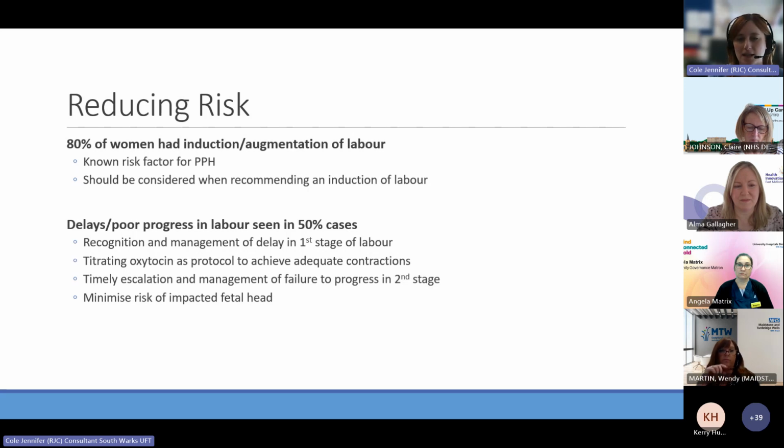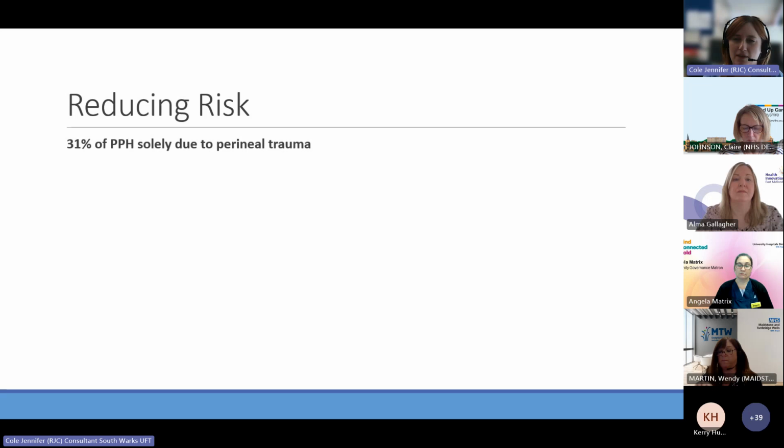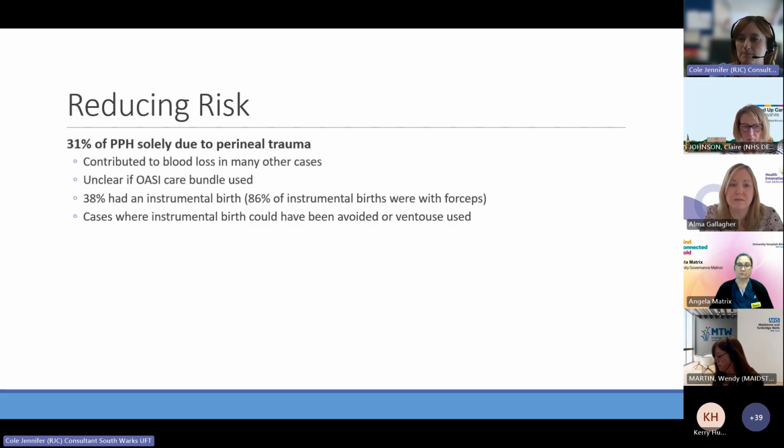And we found that in women that required an emergency caesarean for failure to progress or poor progress in labour, around half of those women had an impacted fetal head, which obviously contributed to maternal injury and blood loss. We felt that if we could improve the management of this labour complication, we could reduce that. And in around a third of women, we found that perineal trauma was the sole cause of the PPH, but was a contributory factor in many others. For most, it was unclear whether we'd used our OASI, obstetric anal sphincter injury care bundle, to try and minimise the incidence of perineal trauma or certainly reduce the severity.